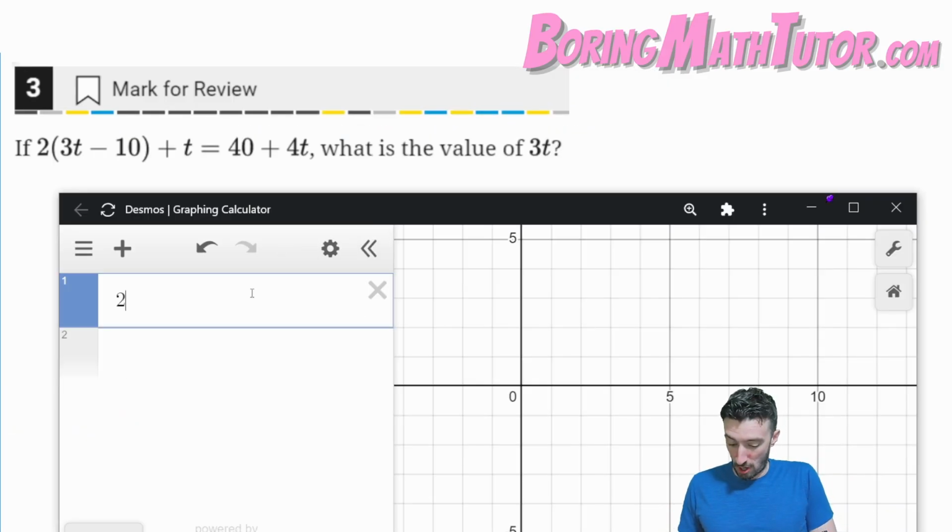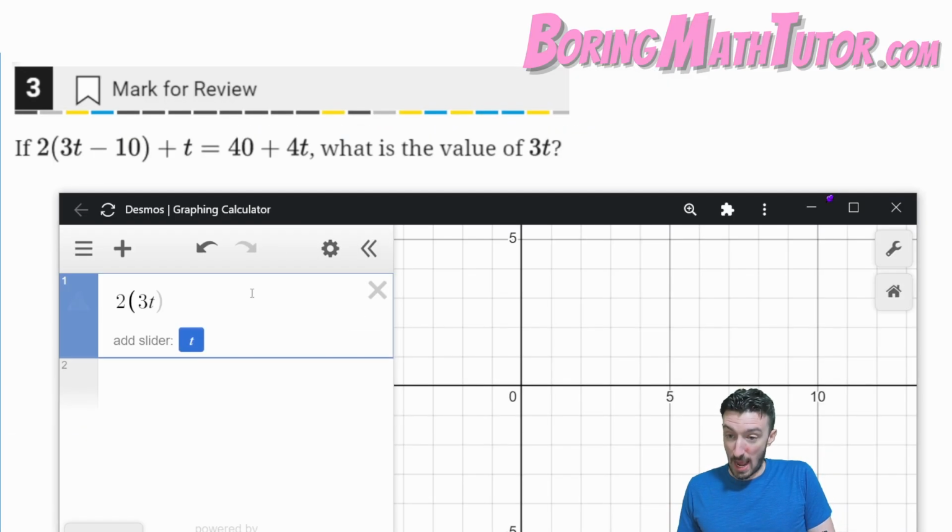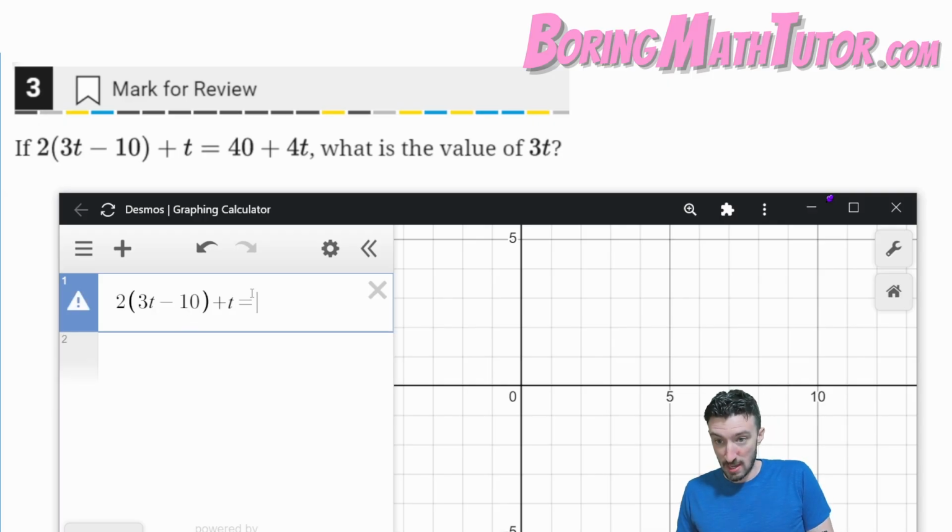Wow, we got ourselves a hard problem here. I definitely won't be able to use Desmos to solve this because the people that made this test made it super hard.